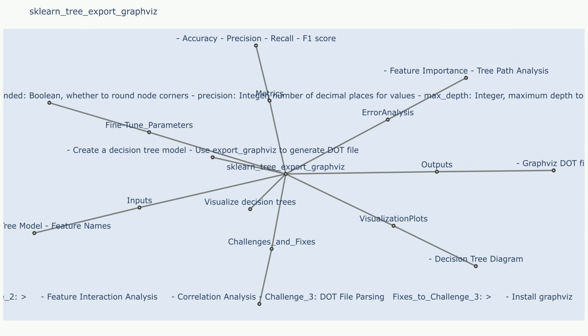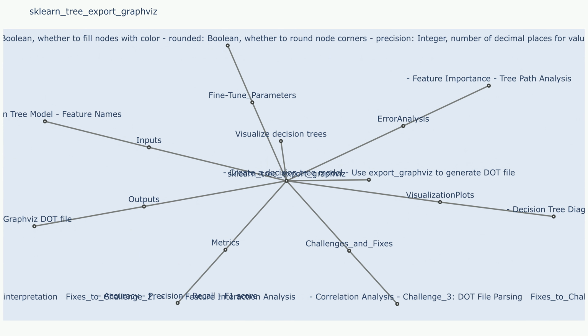Fixes to challenge 2. Simplification. Use techniques like pruning to reduce the size and complexity of the tree. Feature importance. Examine the feature importance scores provided by the model to identify the most influential features. Partial dependence plots. Use partial dependence plots to visualize the relationship between specific features and the prediction. SHAP, Shapley additive explanations. SHAP values provide a way to explain the contribution of each feature to the prediction.